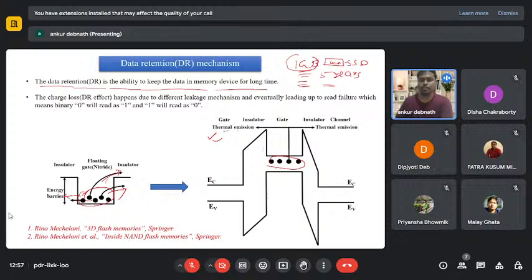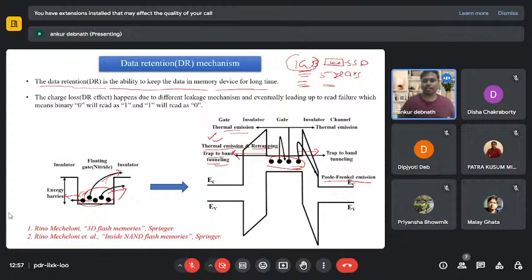Now you can see the thermal emission leakage mechanism, where the electron can move away. Using trap to band tunneling, the electron can move this way, so we are losing electrons. Then also through Poole-Frenkel emission, the electron can move away from the actual location. Another mechanism is thermal emission and retrapping. So these are the various leakage mechanisms, and there are many more.